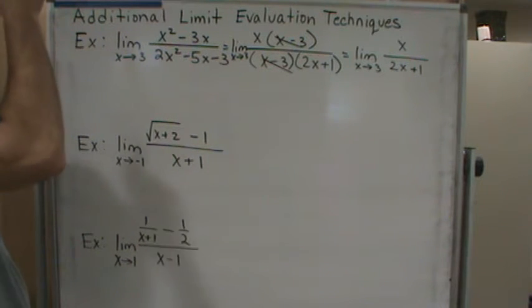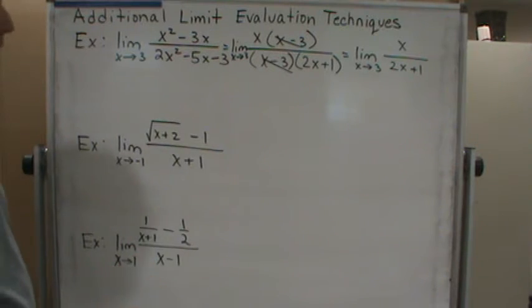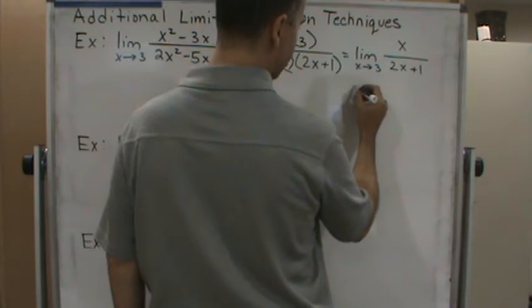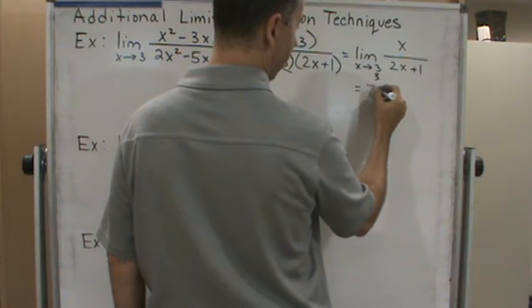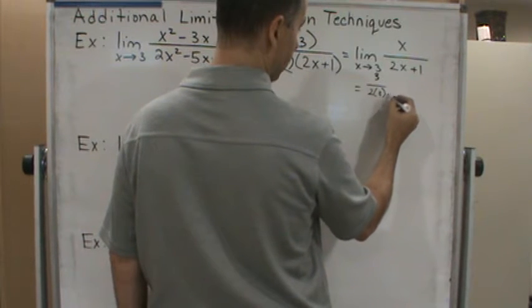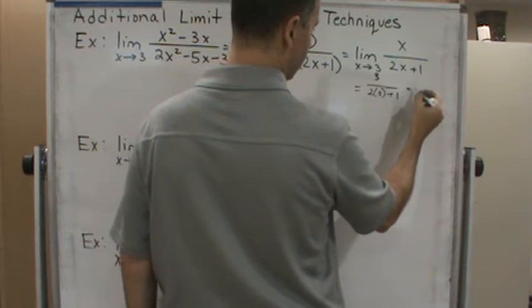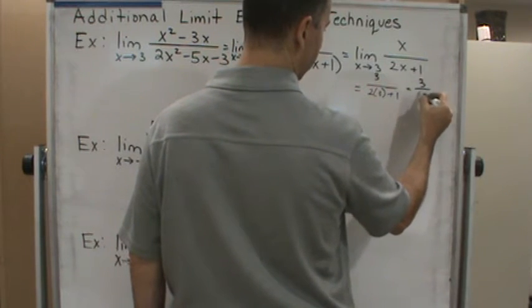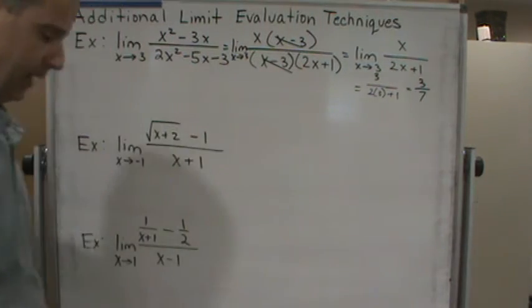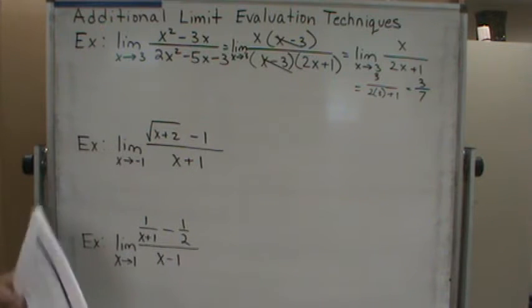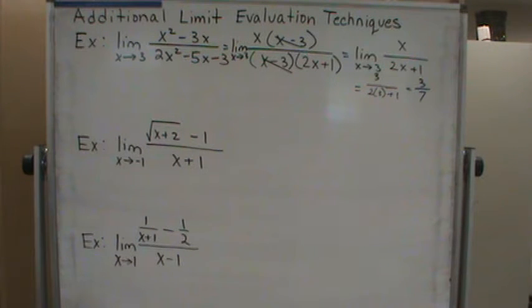Okay? And then finally, we can apply the limit laws, and we will not get 0 over 0. So if we apply the limit laws, then this limit will equal what? 3 over 2 times 3 plus 1, which is going to equal 3 over 7. And that is the answer, 3/7. So the limit is 3/7.